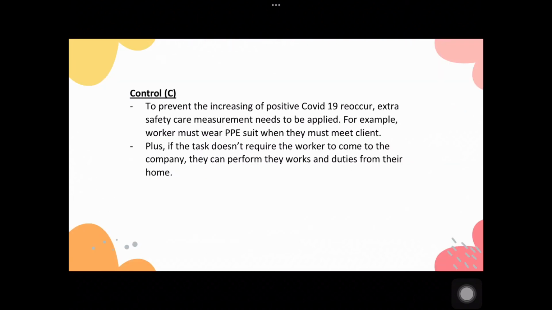Control. To prevent the increase of positive COVID-19 cases from reoccurring, extra safety care measures need to be applied. For example, workers must wear a PPE suit when they must meet clients. Plus, if the task doesn't require the worker to come to the company, they can perform their work and duties from home.